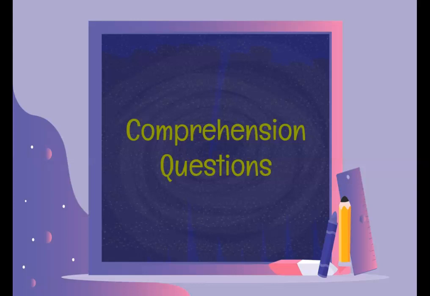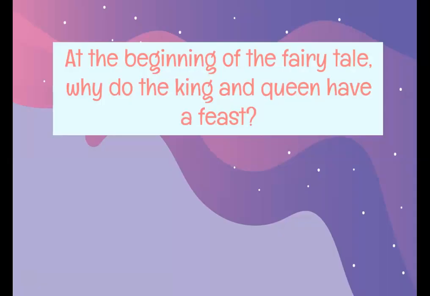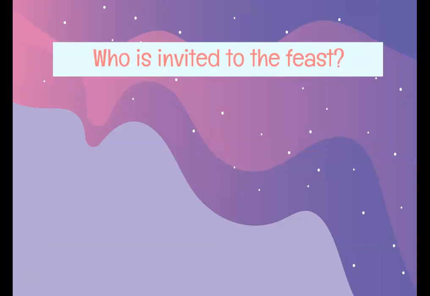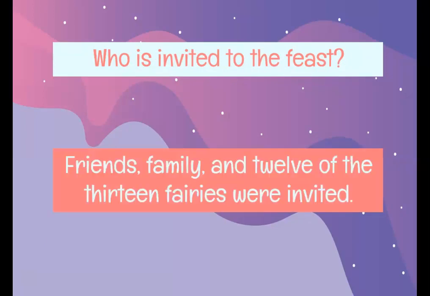Now, let's answer some comprehension questions. At the beginning of the fairy tale, why do the king and queen have a feast? The king and queen had a feast to celebrate the birth of their daughter. Who is invited to the feast? Friends, family, and 12 of the 13 fairies were invited.